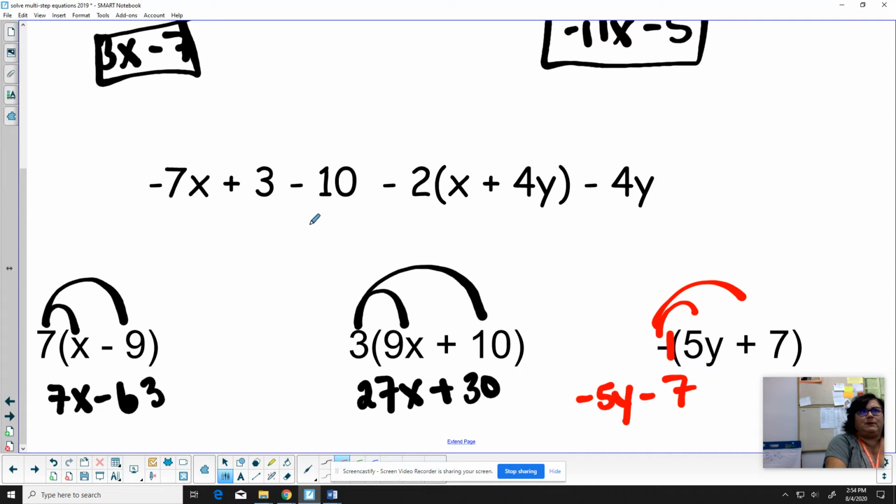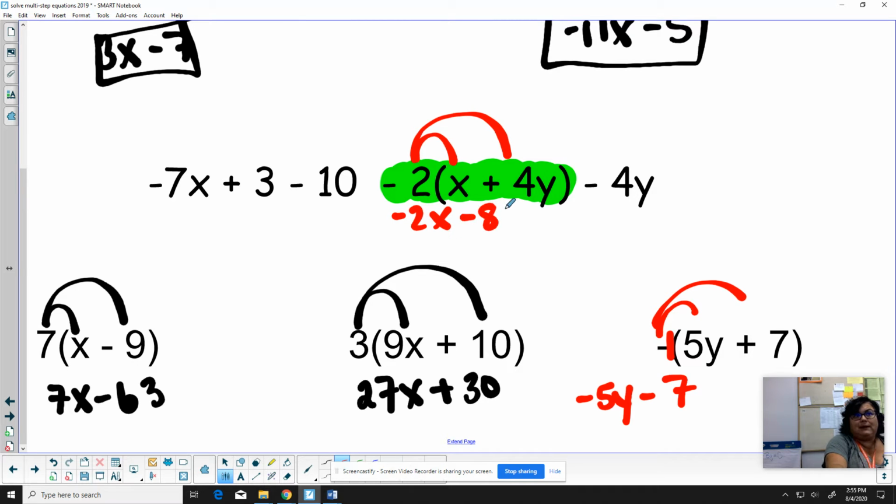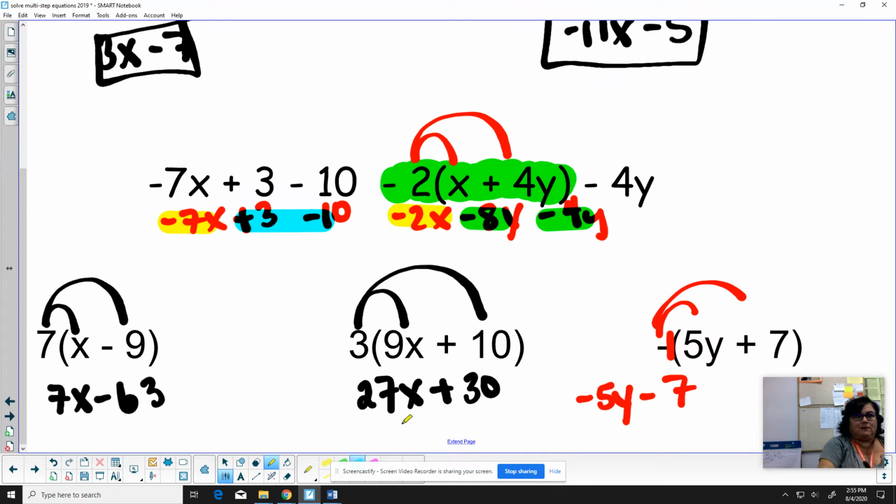Okay, let's do this long one up here. All right, so I have to start right here with this distributive property part. Then I'm going to combine like terms. So negative 2 times x is negative 2x, and negative 2 times positive 4y is negative 8y. And all of these are just going to drop straight down. So negative 7x plus 3 minus 10 minus 4y. Now I'm going to add up the things that are like or that have the same letter. So the x and this x go together. These two y's go together. And these two constants go together.